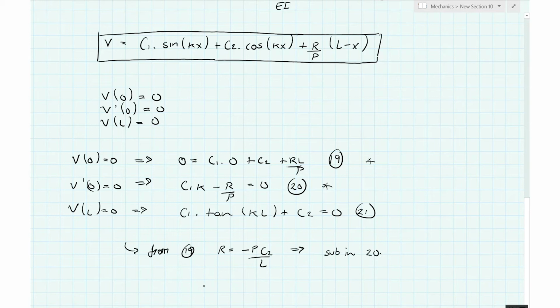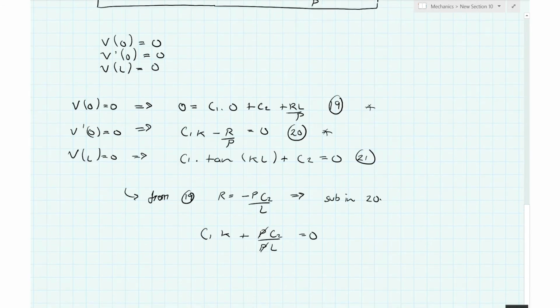And when we do that, we would get C1 times K plus P times C2 over P times L. The P's cancel out. That equals 0. And that would let us say that C2 is equal to minus C1 times KL. Let's call that 22.